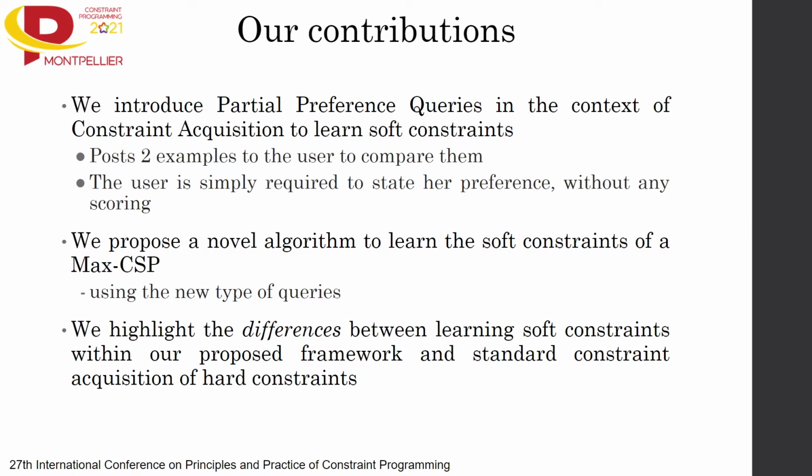In this work, we present a novel constraint acquisition algorithm that is able to learn the soft constraints of Max-CSPs. In more details, our contributions were the following. We introduce a new type of queries in the context of constraint acquisition, namely partial preference queries, in order to be able to learn soft constraints, as membership queries cannot be used in this process. That is because a soft constraint can be violated both in a solution or a non-solution of the problem.